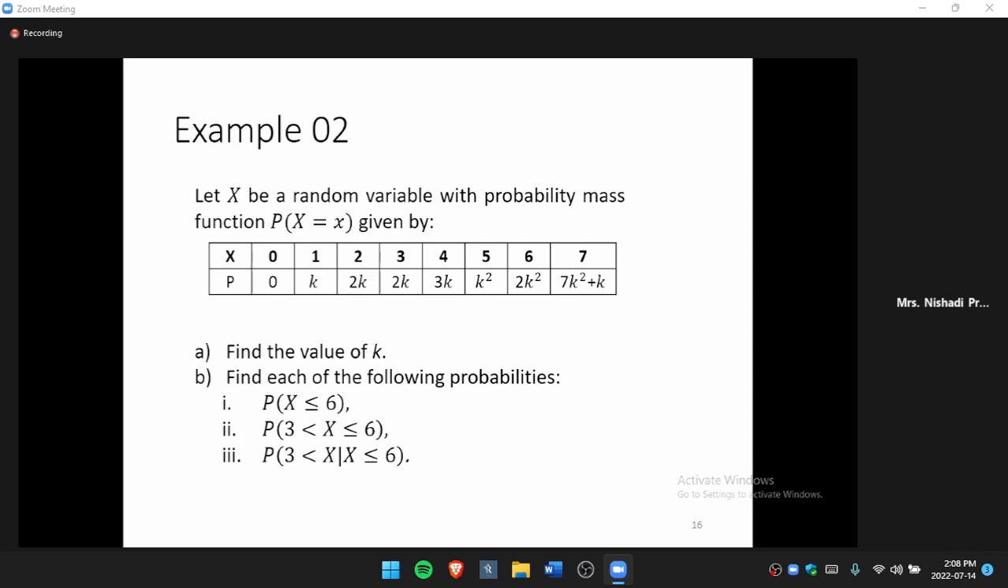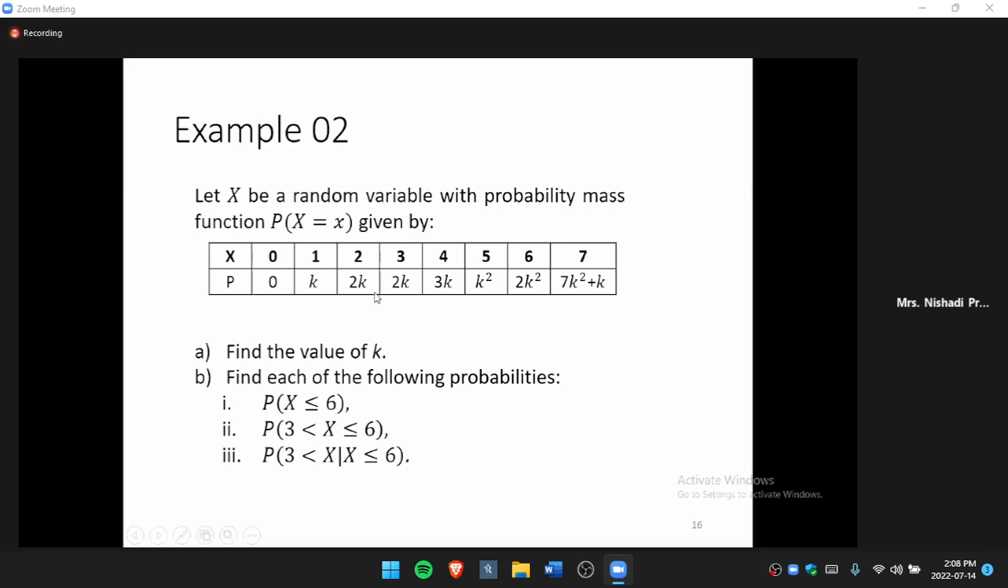First, you have to find the value of k because k is unknown. And after finding the value of k, you have to find each of the given probabilities: the probability of x less than or equal to 6, the probability of 3 less than x less than or equal to 6, and the probability of x greater than 3 given that x is less than or equal to 6. First, we have to find the value of k.